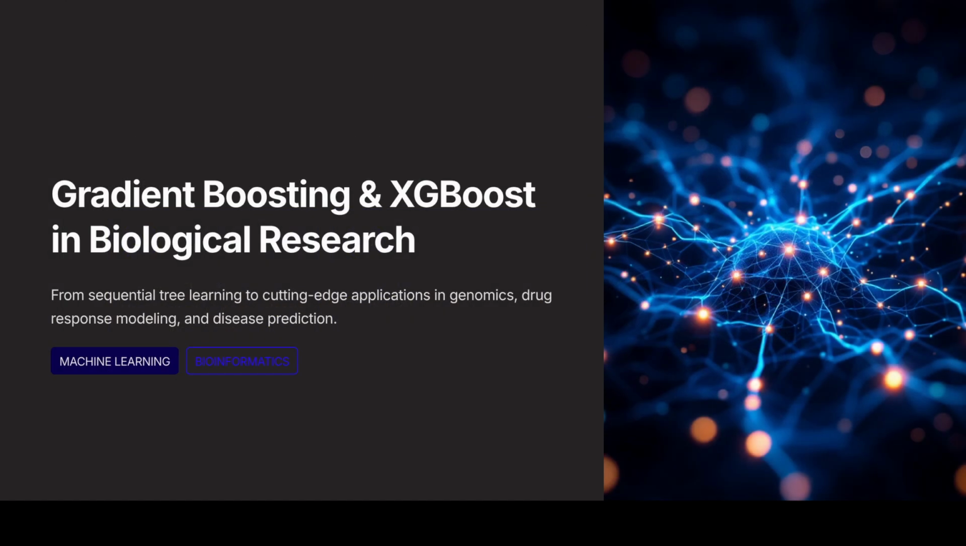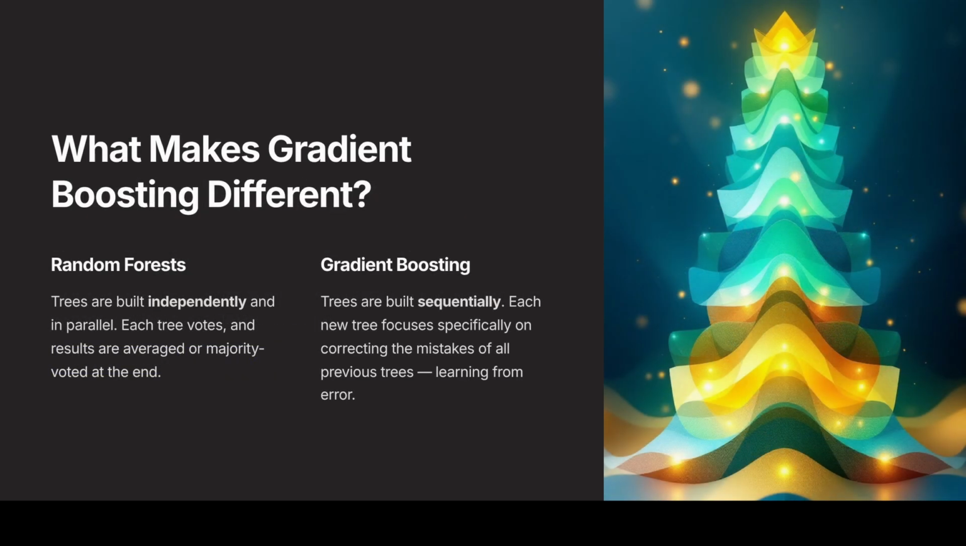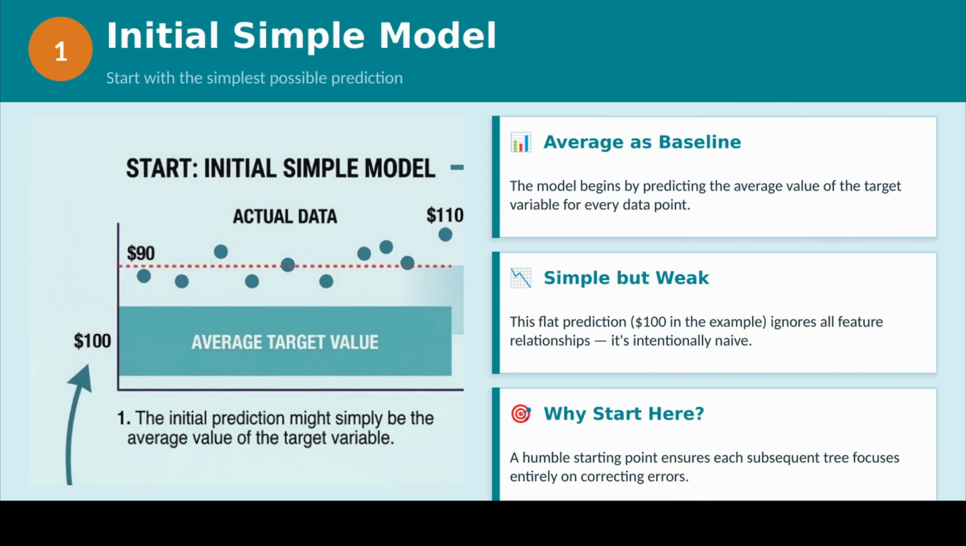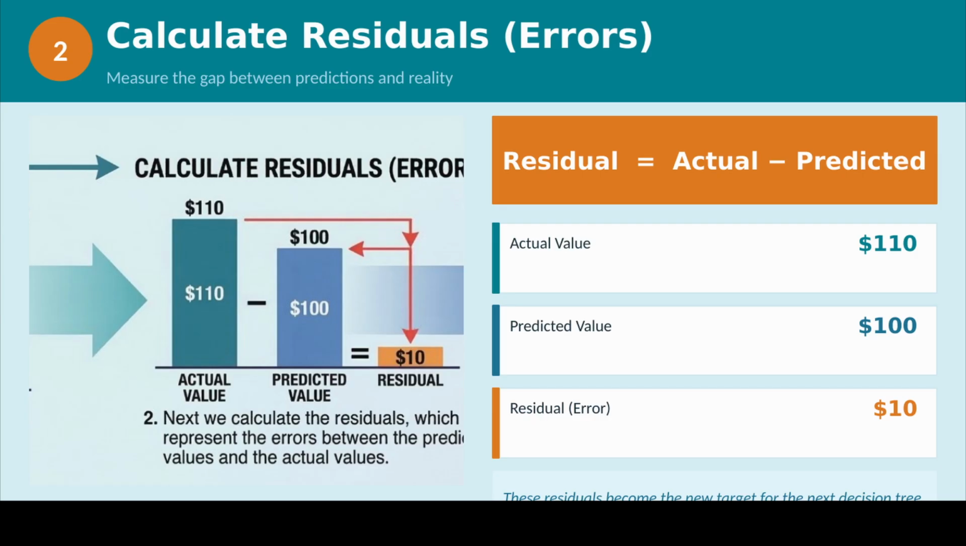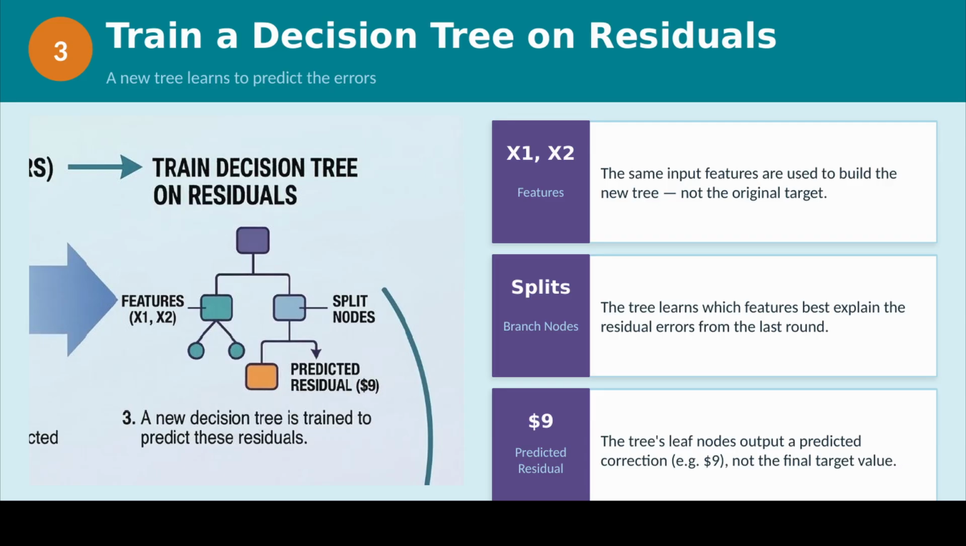Unlike random forests, where trees are built independently, gradient boosting builds trees sequentially. Each new tree focuses on correcting the mistakes made by the previous trees. The process starts with a very simple model. For example, the initial prediction might simply be the average value of the target variable. Next, we calculate the residuals, which represent the errors between the predicted values and the actual values. These residuals show where the model is performing poorly. A new decision tree is trained to predict these residuals. In other words, the tree learns patterns in the mistakes made by the current model.